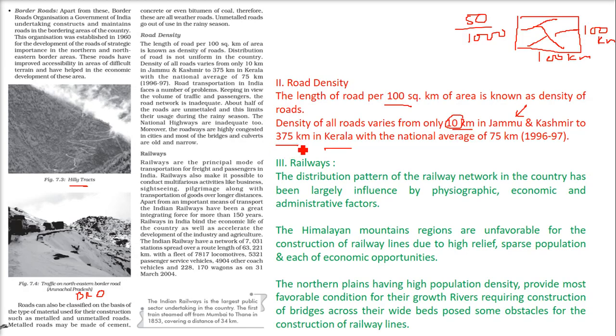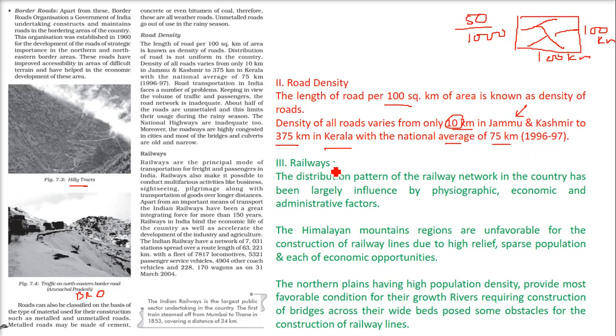This is quite a high number in Kerala. So the road density is quite high in Kerala as against the Jammu Kashmir region. So when we combine all these for a national average, it comes to 75 kilometers. It is quite old, but things have changed now.